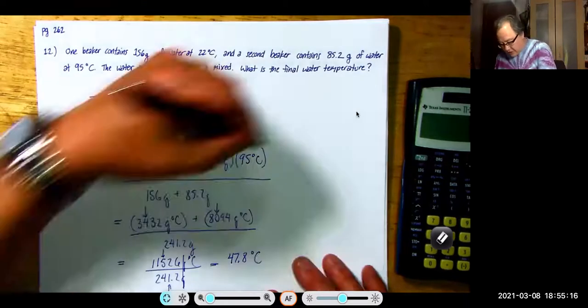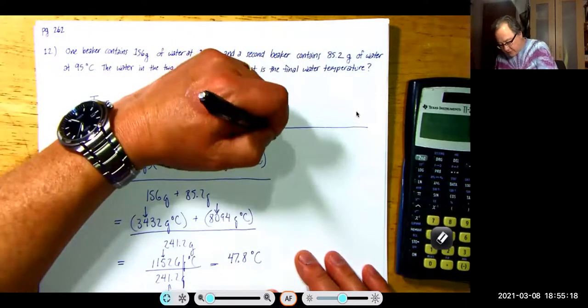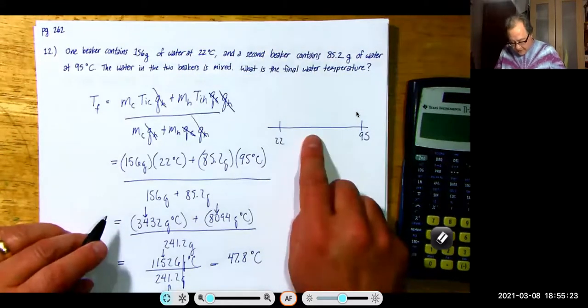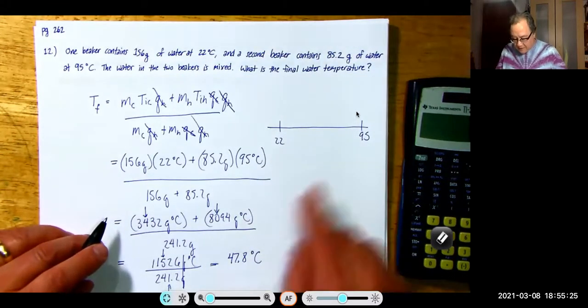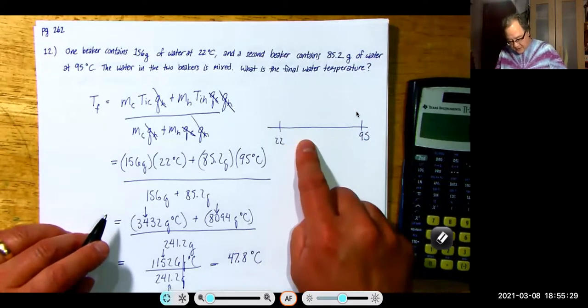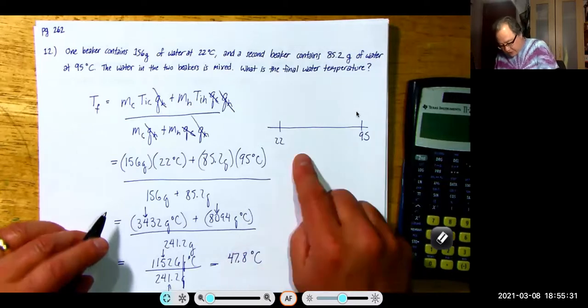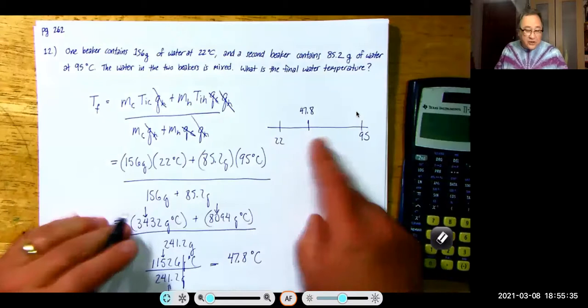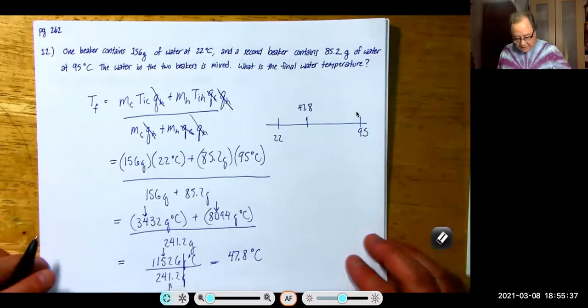And if we draw a little number scale here where we have 22, 95, where would 47 be? 47 would be about 50 away from 95 and about 25 away from here. So this would be about 47.8. And you can see that it is closer to the 22 degrees than it is to the 95.